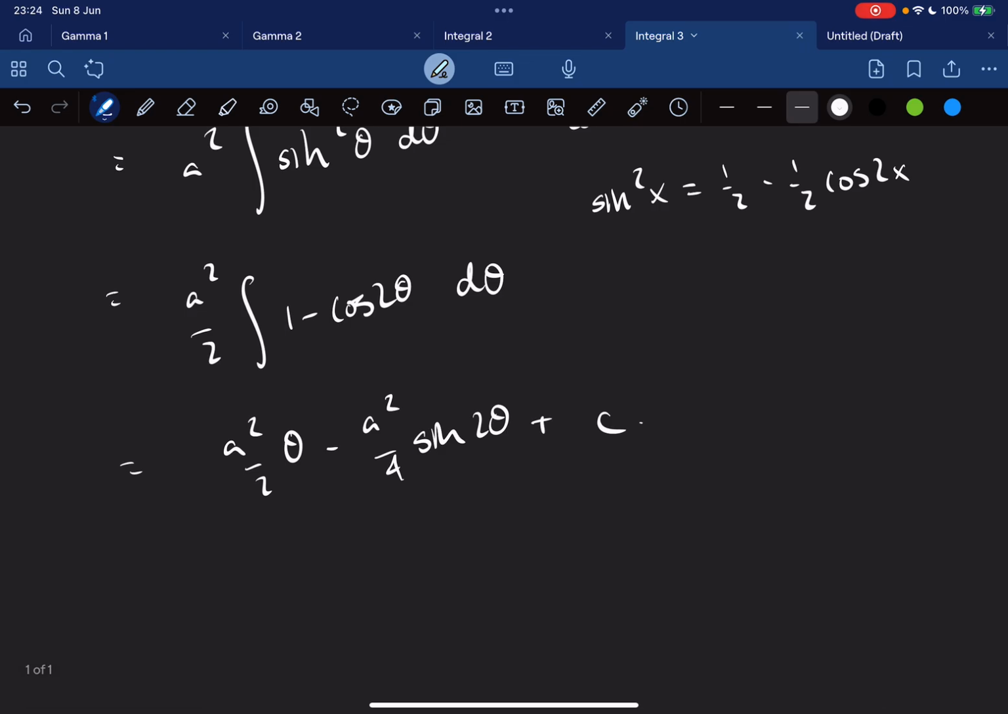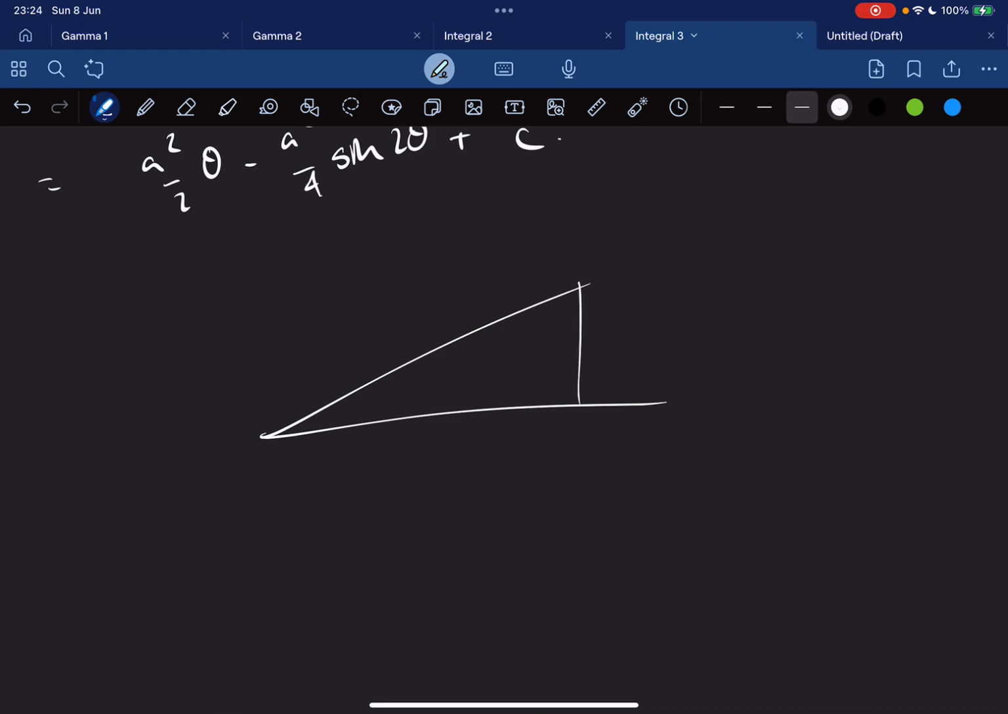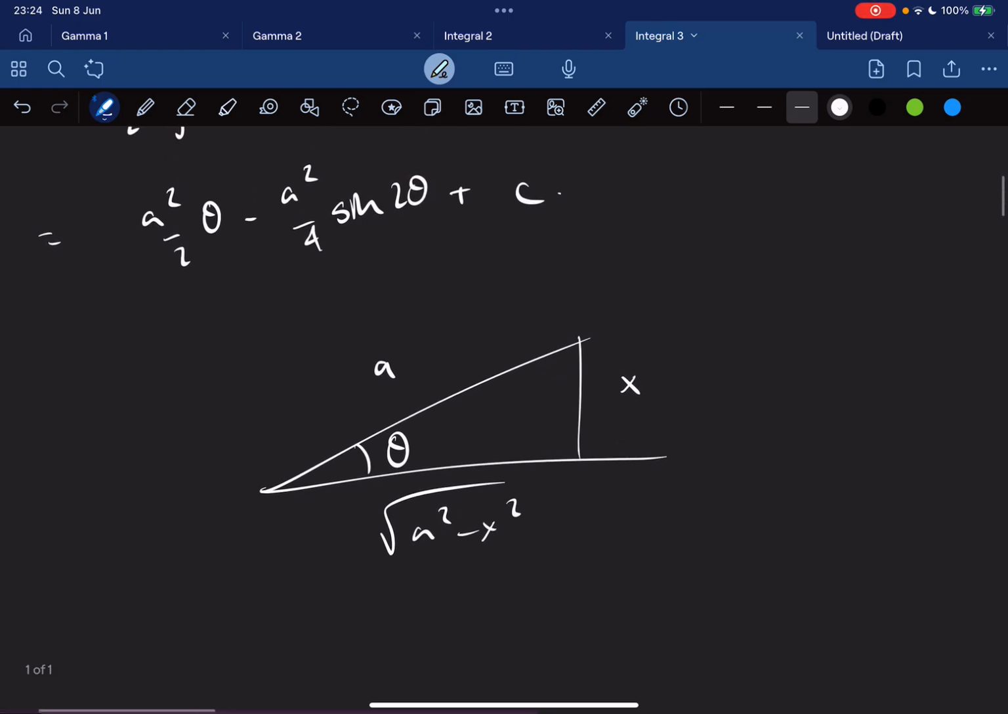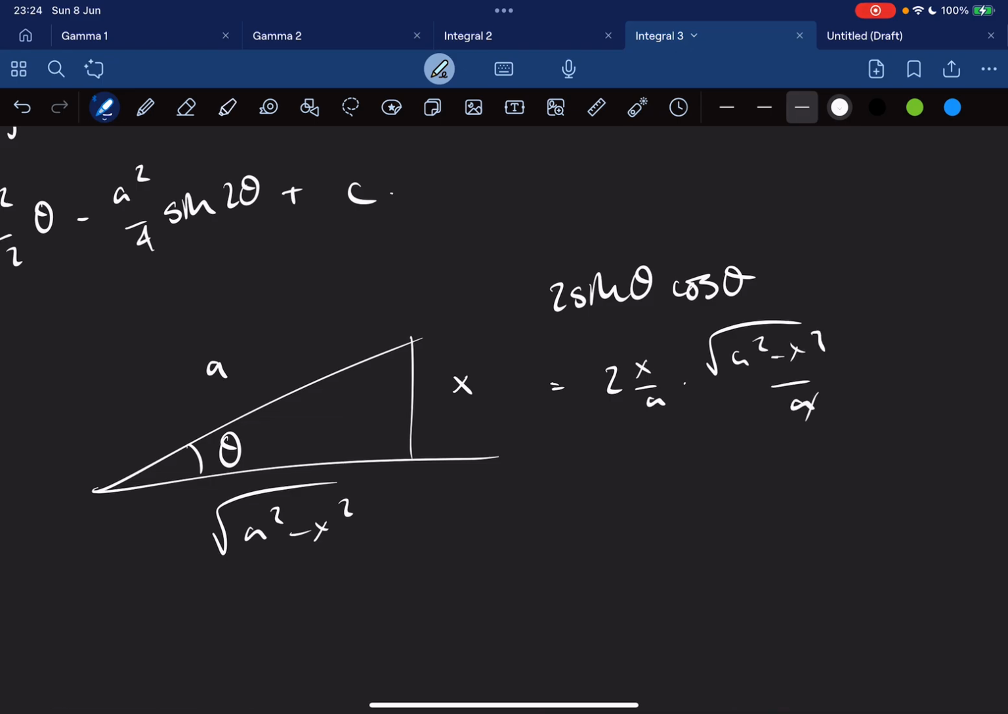We started off at x, so we need to convert back from theta to x using a triangle. So we said sine theta is x over a. So x as sine is the opposite over our hypotenuse a. So that means this is the square root of a squared minus x squared. That's sine 2 theta. How are we going to do that? Well, sine 2 theta is just 2 sine theta cos theta, which in this case is just going to be 2 x over a times adjacent over hypotenuse, which is the square root of a squared minus x squared over a. We get that a squared down here.